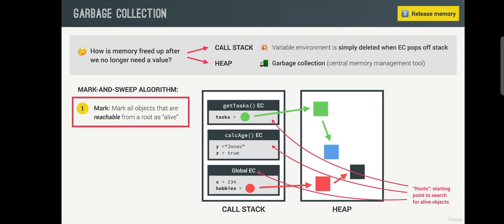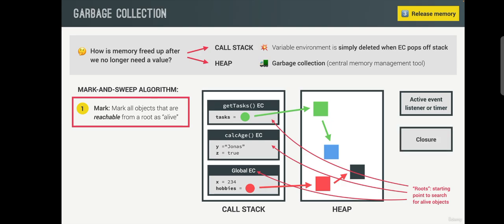But now let's take it one step further, because an object can be reached by more than just the global execution context or one of the other contexts in the stack. They can also be reached by event listeners or active timers, or by something that we call closures. And more about closures later. So these two are also roots for the mark and sweep algorithm. And now let's say that we have this purple object that is referenced and therefore reachable from an active timer, and this yellow object that is reachable from a closure. So both these are alive as well.